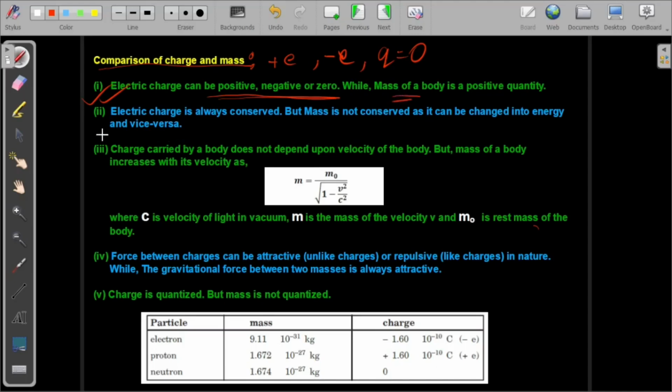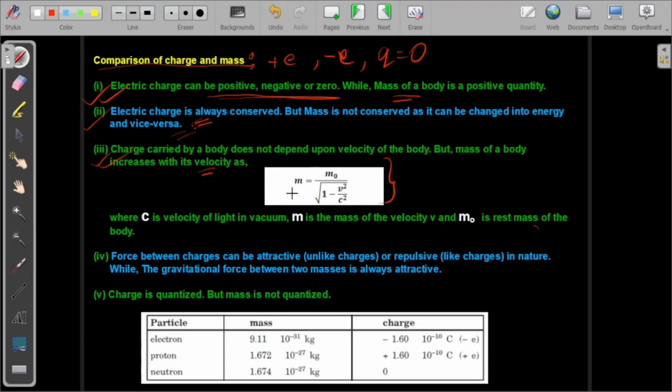Understood? Electric charge is conserved. Electric charge can neither be created nor be destroyed. But mass is not conserved. Mass can be converted into energy, and similarly, energy can be changed to mass. Charge carried by a body doesn't depend upon the velocity of the body. That means the value of a charge doesn't depend on its motion. But mass of a body increases with its velocity.